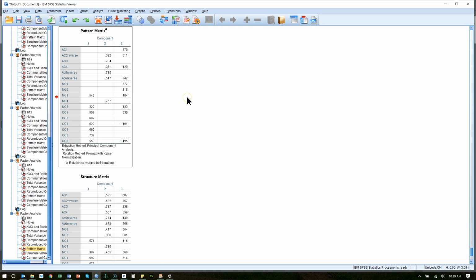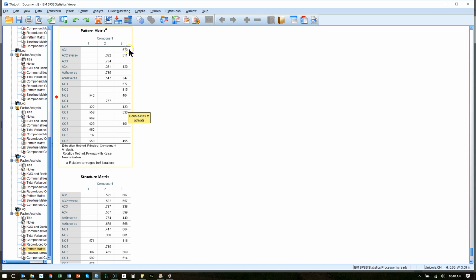Okay. Back to pattern matrix. And, ooh, we have three factors now. Not clean factors, though. Yikes. For AC, what a mess. What a mess. AC and NC are loading together very strongly. Which is surprising. I thought it'd be NC and CC. Okay.